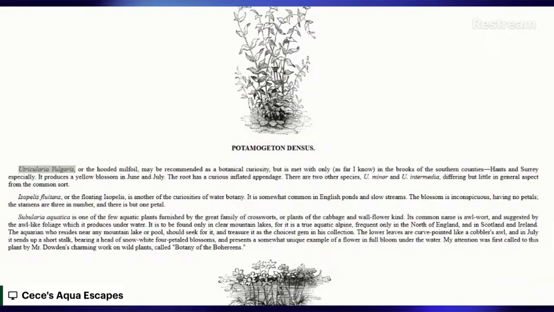Lovely. Bladderwort is what we're talking about. It may be recommended as a botanical curiosity, but it is met with only, as far as I know, in the brooks of the southern countries, Hants and Surrey especially. It produces a yellow blossom in June and July. The root has a curious inflated appendage. There are two other species, U. minor and U. intermedia, differing but little in general aspect from the common sort.